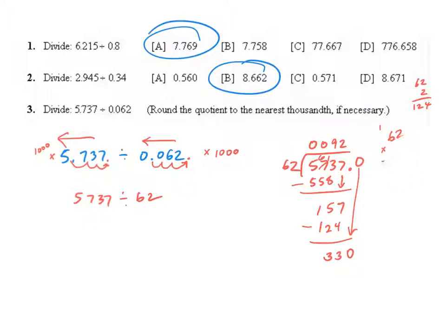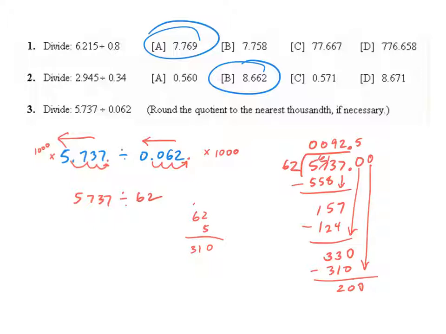I'm going to erase some of this work over here so I don't run into the problem. 62 goes into 330. I'm going to guess probably about 5 times, because 60 times 5 is 300. So this will be 310. And make sure you bring your decimal point straight up to separate the whole numbers from the decimals. So this will be 5 times 310. And we'll need to keep going.